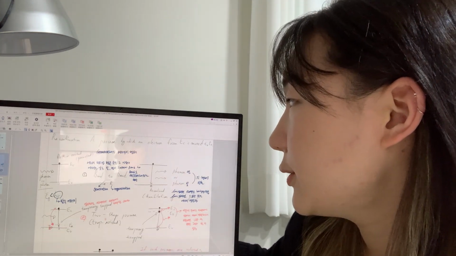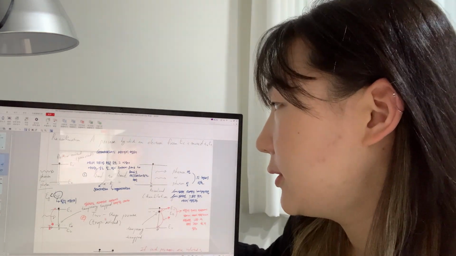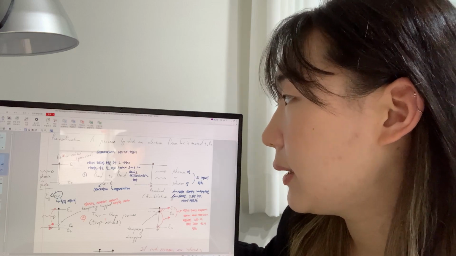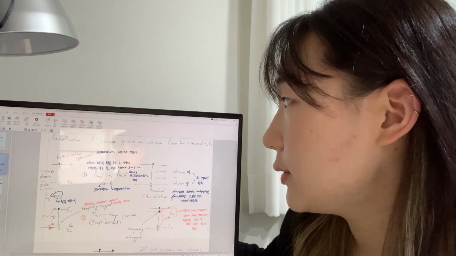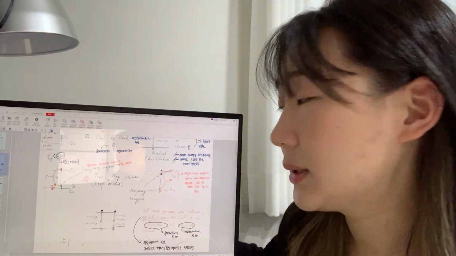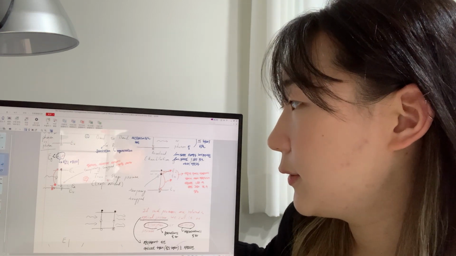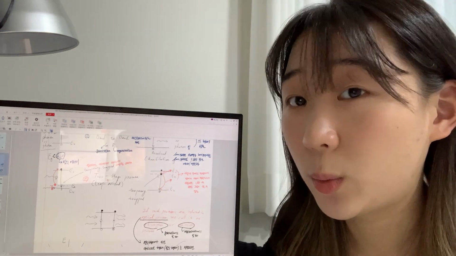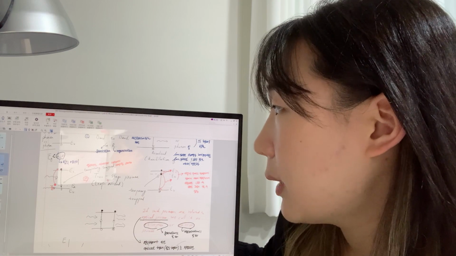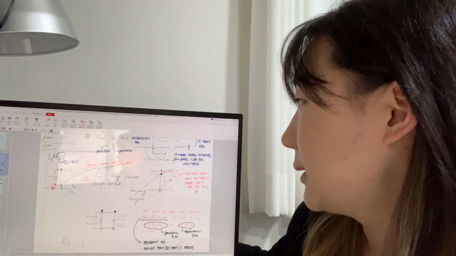And there are two types of generation over here. The first one is band to band. The carrier moves directly from the valence band to the conduction band. But in the case of a two-step process, there are other states of donor or acceptor, so the carrier moves in two steps. So it is called a two-step process.